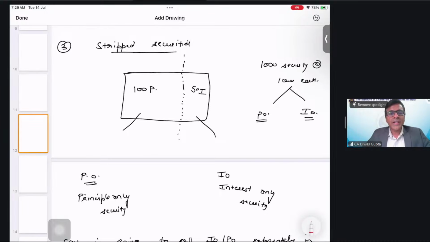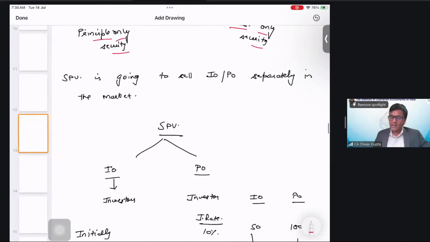Now let's come to the third type of security, students, which is around the stripped securities. Stripping means creating different tranches, creating different types. So stripped securities means that we are stripping off the two components in a cash flow. One is the principal amount and the second one is the interest amount. So if, let's say, this 100 of principal and 50 of interest are being split, right? One will be called principal only securities and the second will be called interest only securities. And there is 1,000 security, 1 crore each. All of them will get split into principal only and interest only.